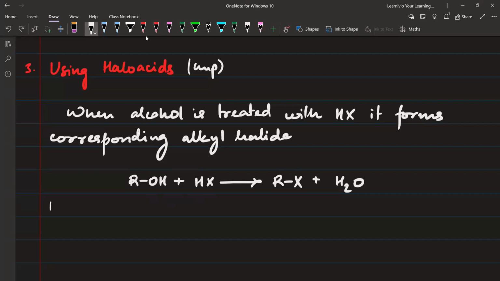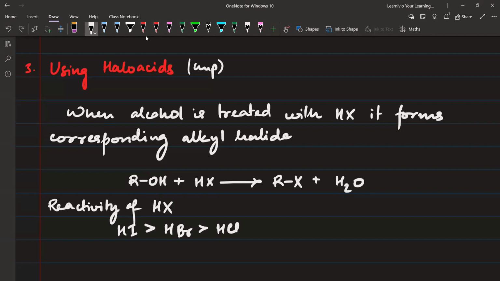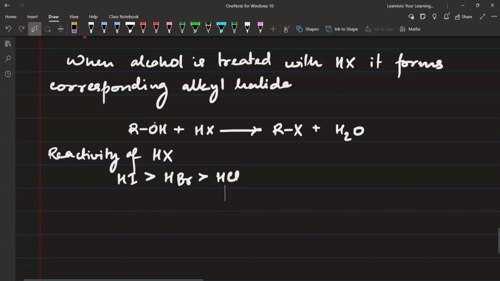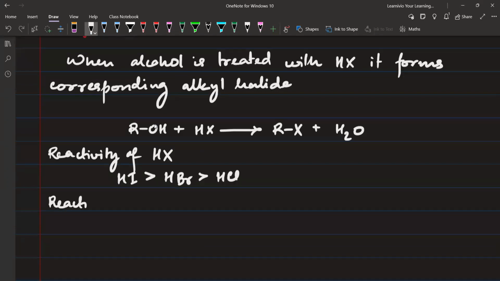Now if I talk about the reactivity of HX, then HI is the most reactive, followed by HBr, and then followed by HCl. HF is very unreactive. Okay. HI, HBr, and HCl. Now, if I talk about the reactivity of alcohol, then in this case, the 1 degree is slowest, followed by 2 degree, and then followed by 3 degree. These are the reactivities.